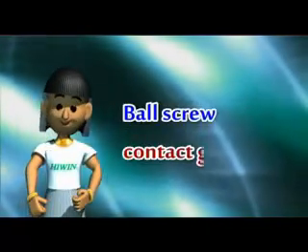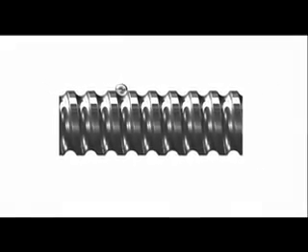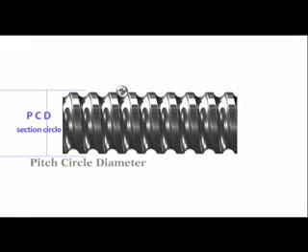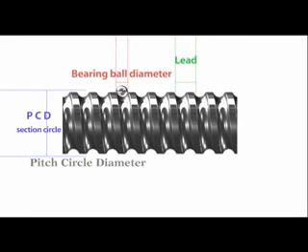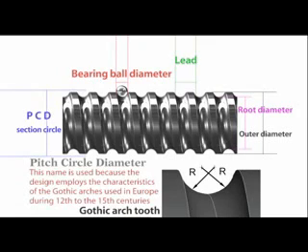Now we will introduce the contact geometry of ball screws. Pitch circle diameter is the diameter of the circle formed by the central diameter of ball screws' upper and lower ball bearings. The lead is the distance traveled by the nut when the screw turns one rotation. The bearing ball diameter. The root diameter is the smallest diameter of the threads. The outer diameter is also known as the nominal outer diameter and is the largest diameter of the threads. A Gothic arch tooth design has two identical radii and an offset center.